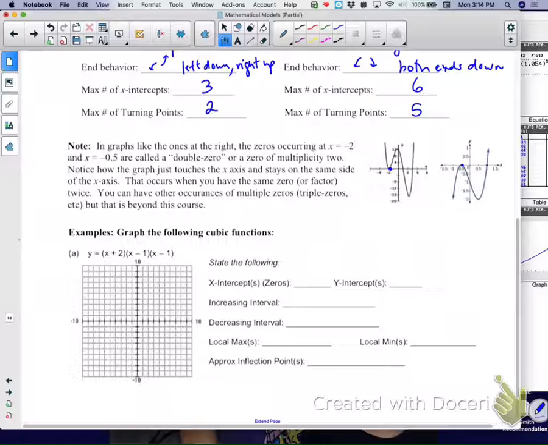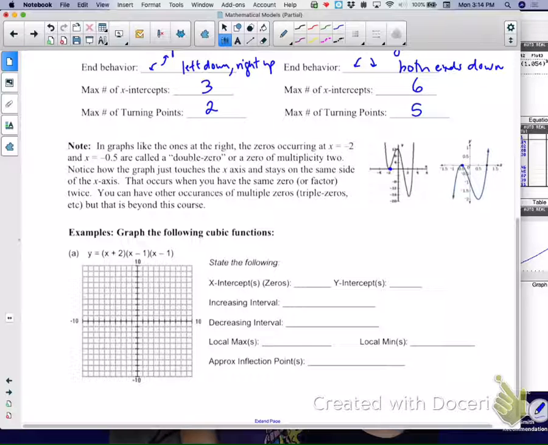You can have ones that are cubic, and essentially what happens on that, if the graph bends as it goes through, rather than going straight through, they call that an odd multiplicity zero. Again, we're not going to really look at that one here.